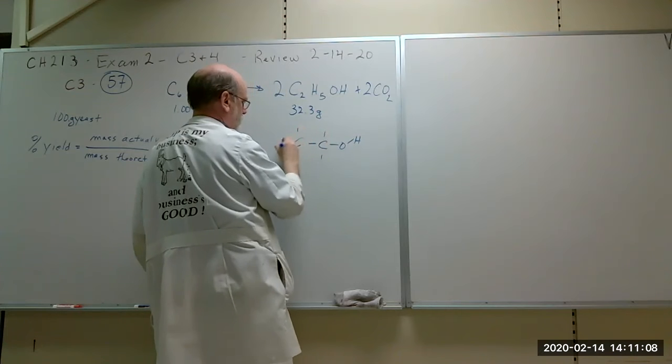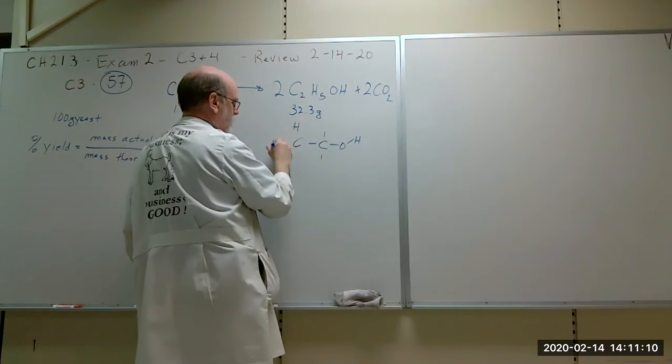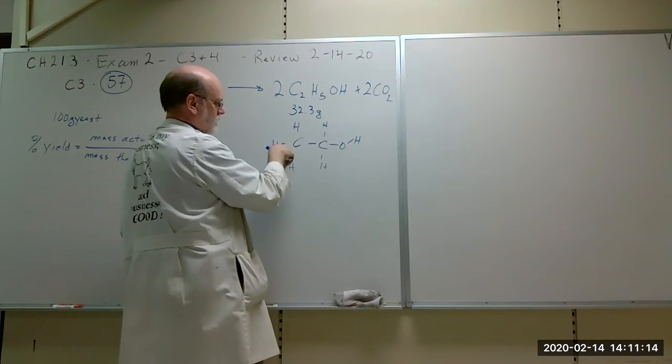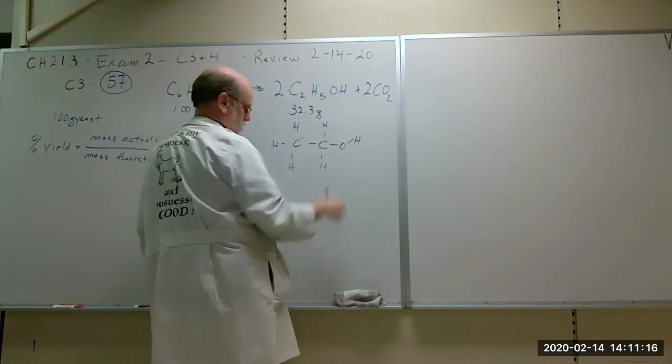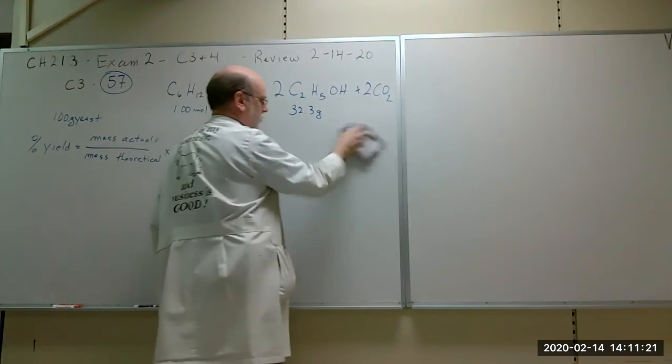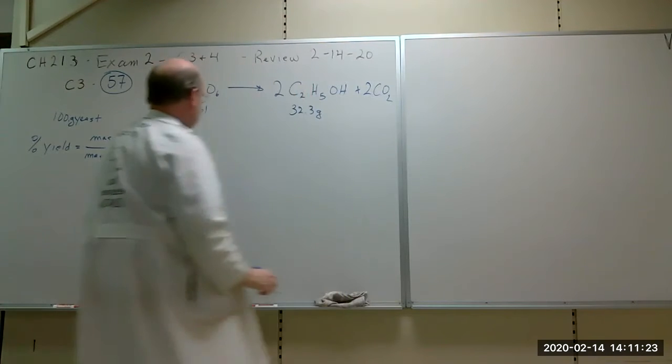And then the other hydrogens are back here. Right. 2, 4, 6, 5, and then this OH. That's the reason the molecules are written that way. Okay.